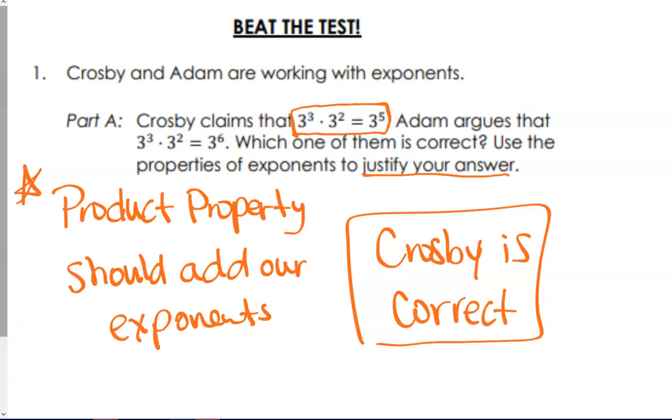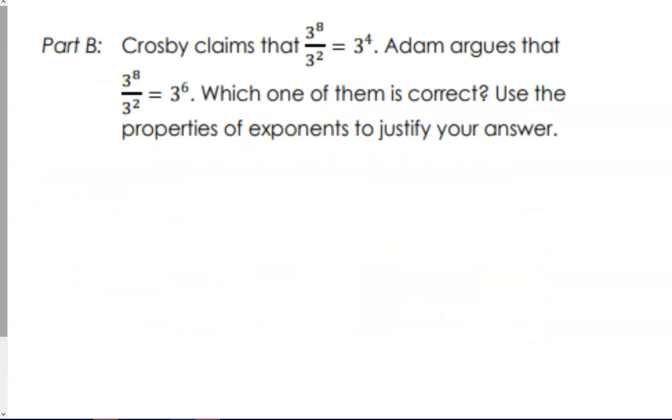One more. We still have Crosby and Adam. Now the problem they're doing is 3 to the 8th over 3 squared. So this is our quotient property that they are arguing about this time.